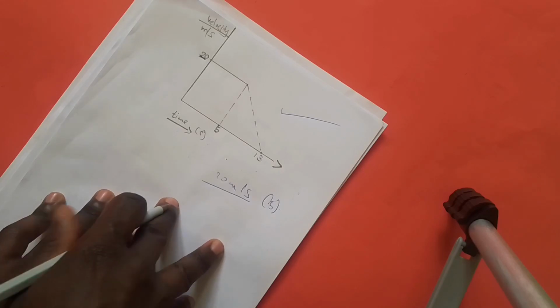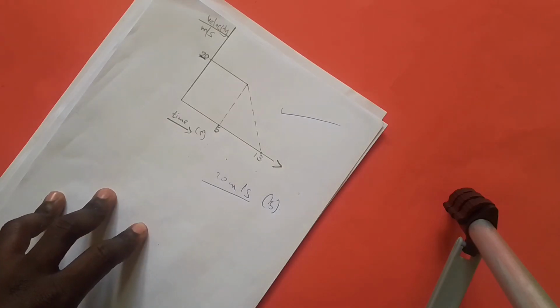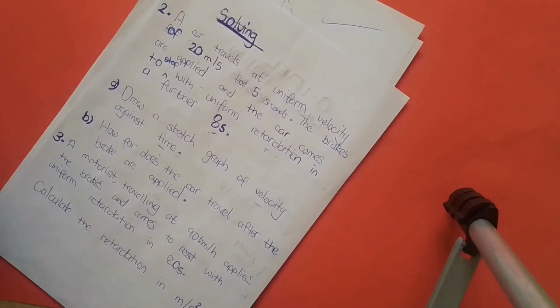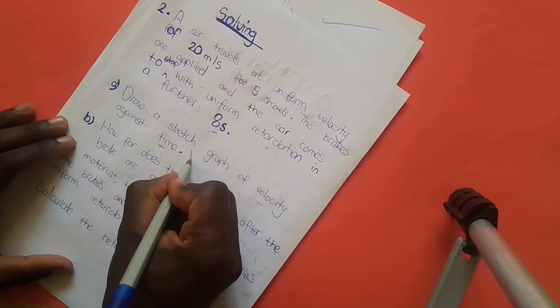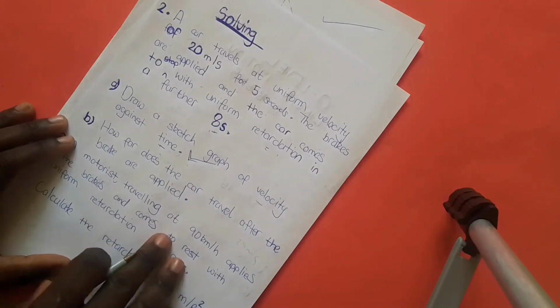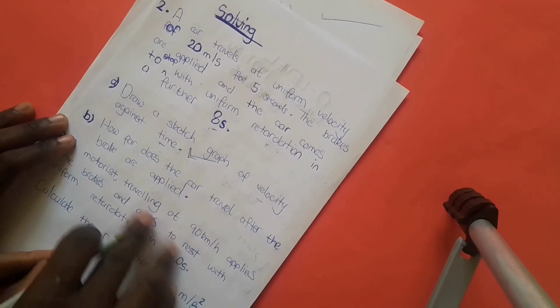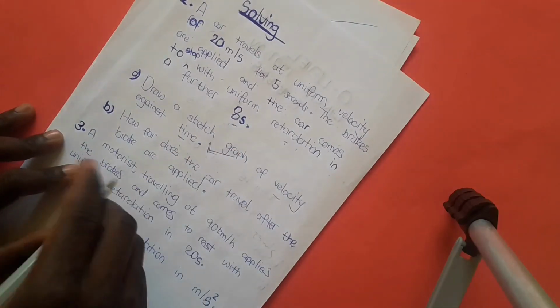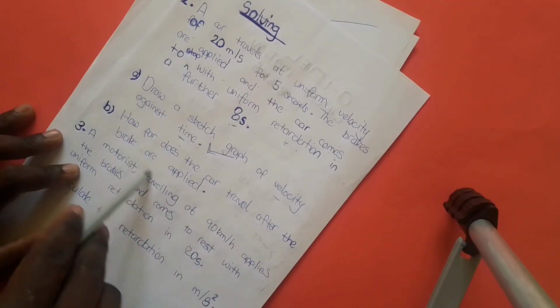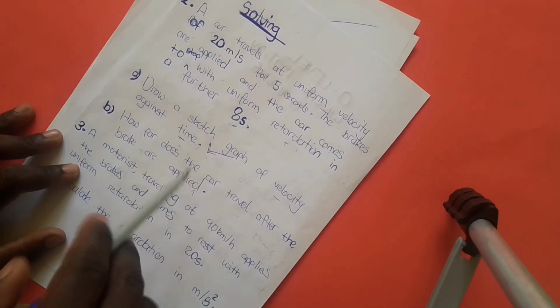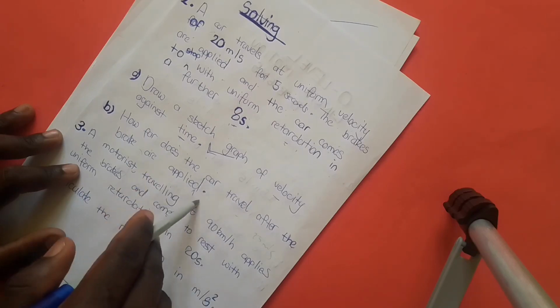Okay, so let's answer further questions now. We're done with question A. We've sketched the graph, so we're going to put a tick here. We are now attempting question B of the same scenario. How far does the car travel after the brakes are applied? Okay, so we're going to use the graph to solve this question again.